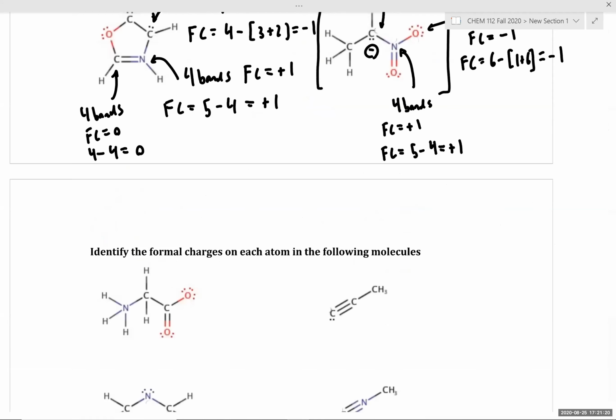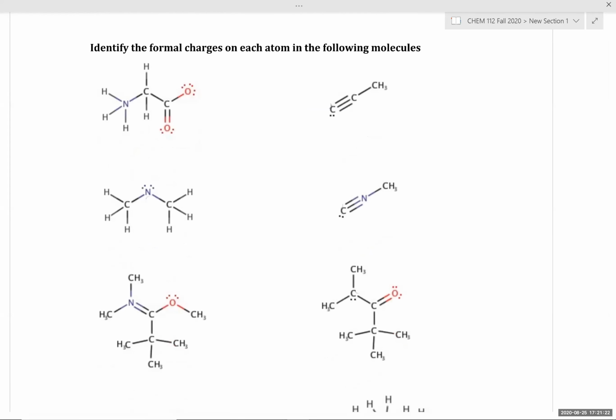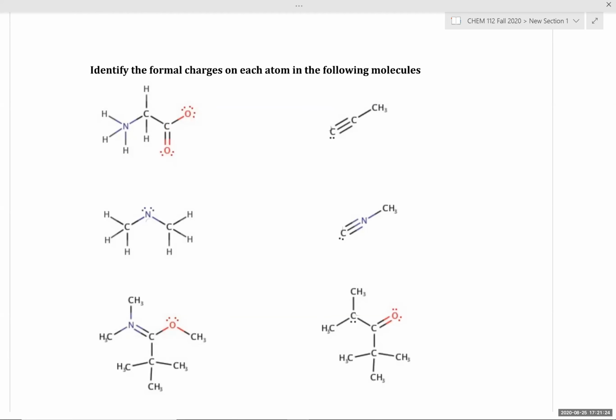Okay, so let's continue on now, and let's work on a series of examples. So I'll start us off, and I just want to make sure everyone's comfortable assigning formal charge, because identifying sites containing positive and negative formal charges allows us to very quickly identify and notice sites of potential reactivity. So I'll start us off, and I'll do these first 2 examples.